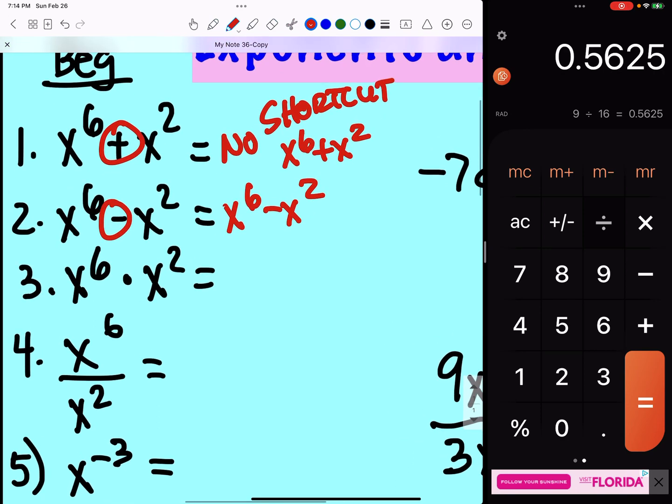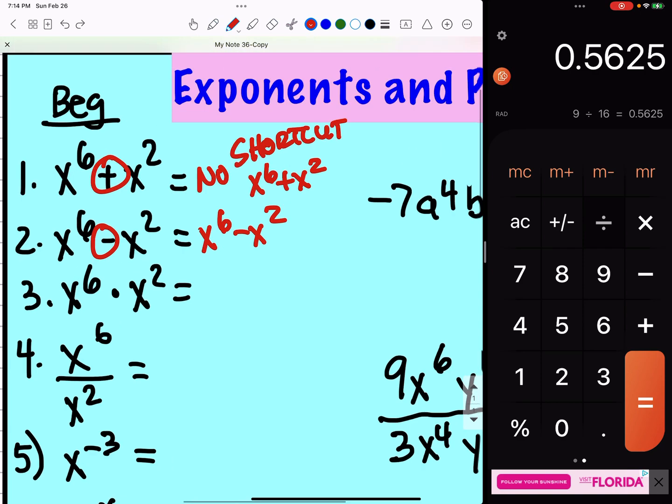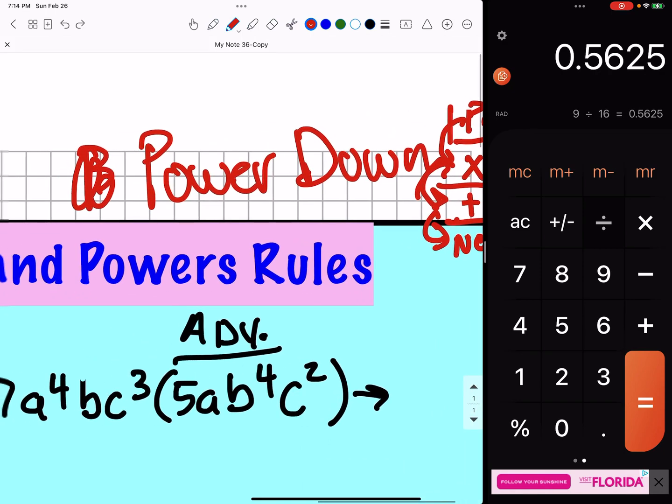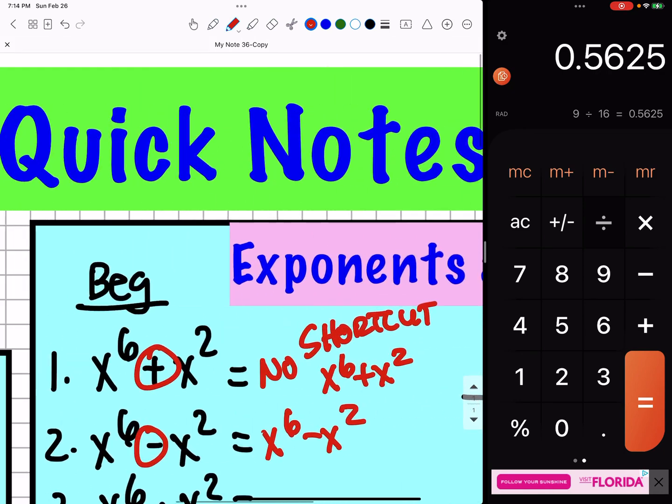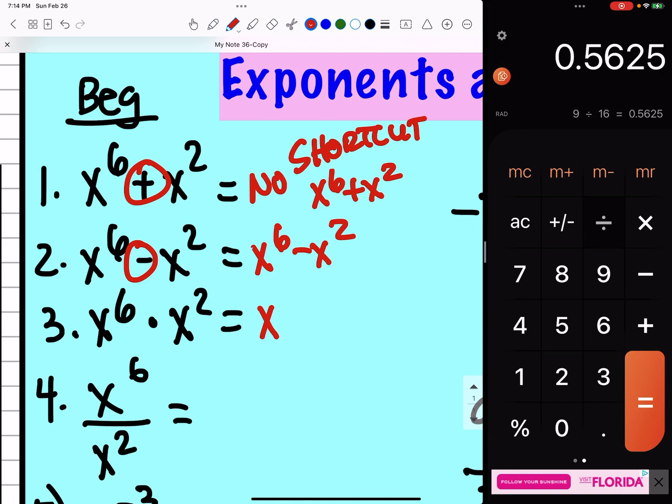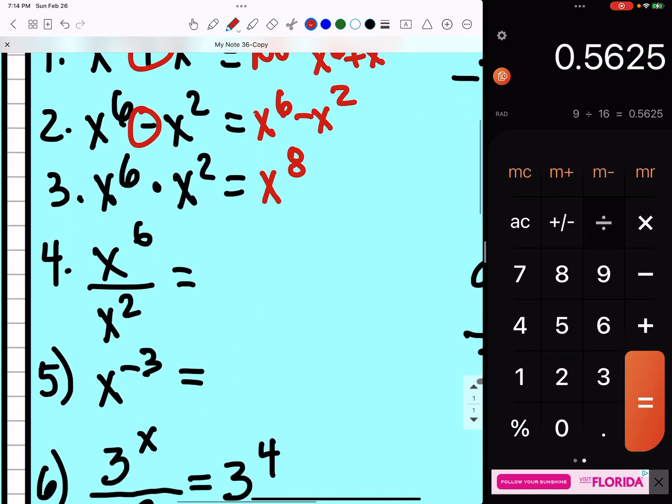Okay, one less than multiplication. Over here, one less than multiplication, we go down one, is addition. So I just add the powers, and this is x to the 8th power. Okay, one less than division is subtraction, so this is x to the 4th.